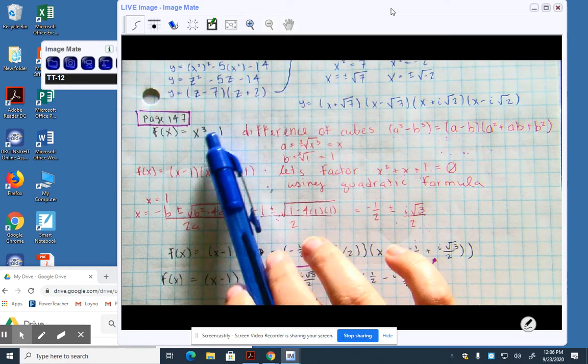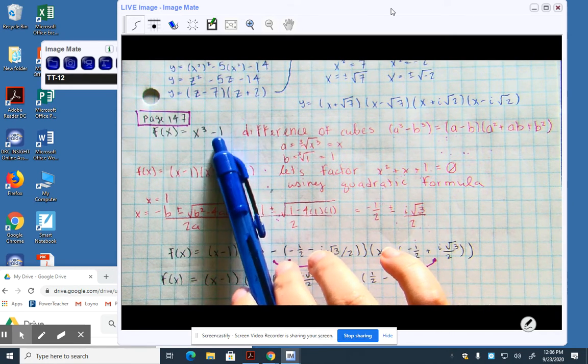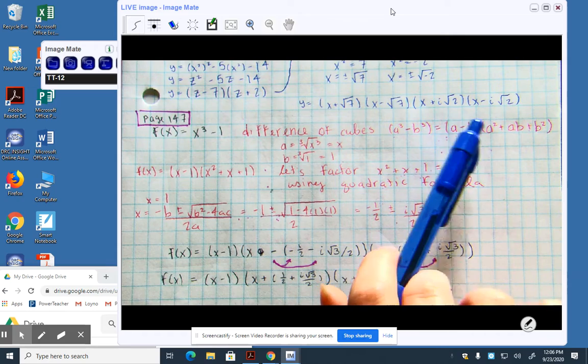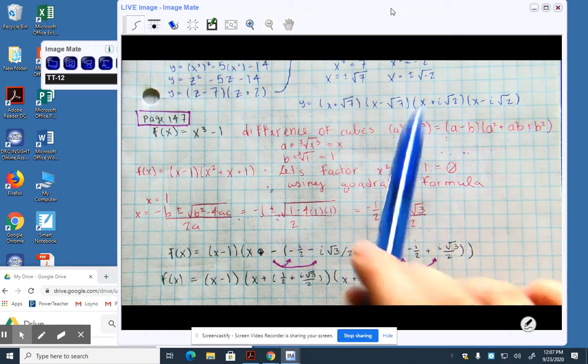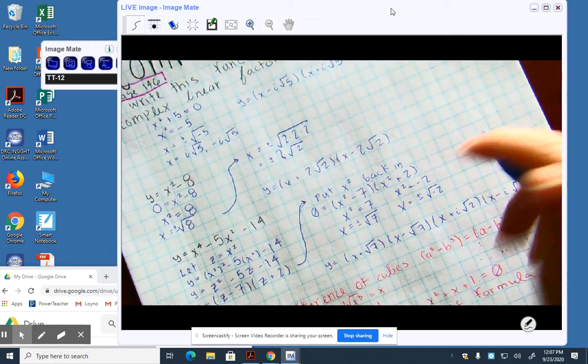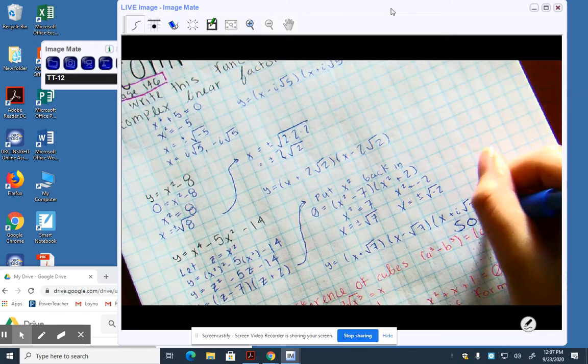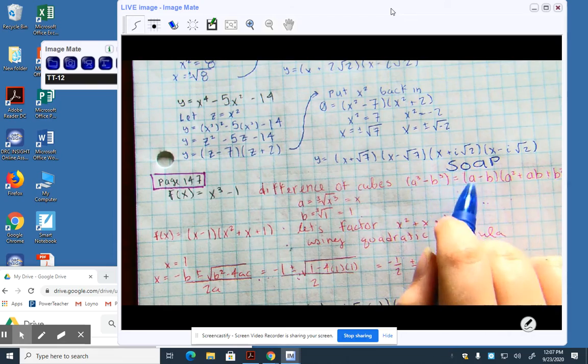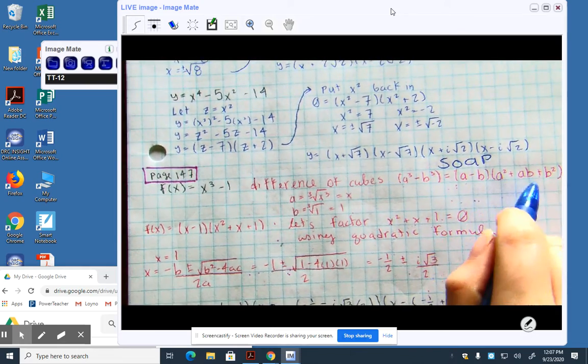Remember, if this was a sum, it would have to be different. If this was a sum, this would be a to the 3 plus b to the 3, and this would be a plus sign, this would be a negative sign, that would be a plus sign. Remember, because of SOAP. Remember our acronym? We reviewed this in like the first week of class. Same sign, opposite sign, always positive.